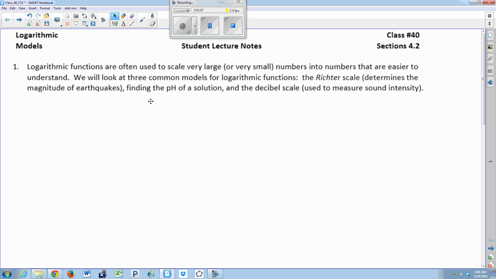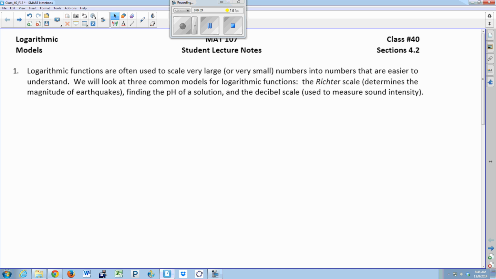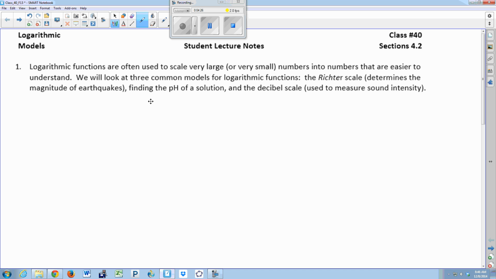pH, the idea of whether a solution is acidic or basic, has to do with the hydrogen ion concentration in a solution. And if you've had chemistry before, that might sound a little familiar to you. And the decibel scale, I think most of us are aware of different noise intensities. Decibel is measured with this little unit, dB, lowercase d, capital B. That's the unit that we measure for decibels.